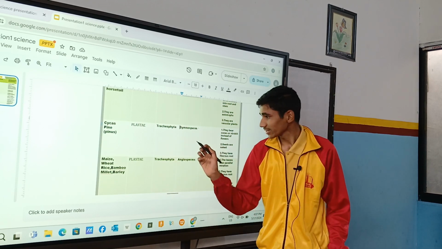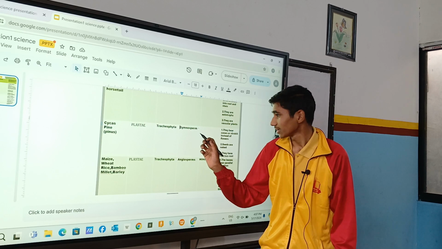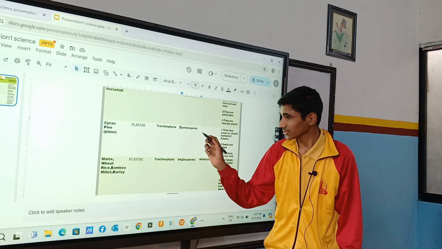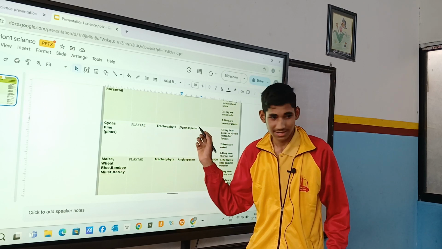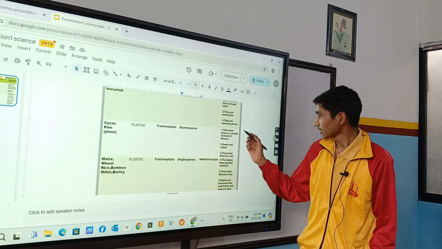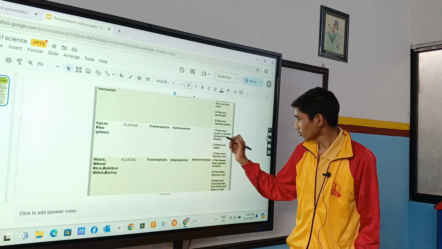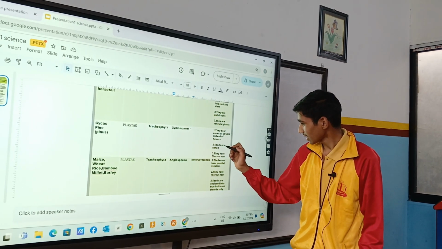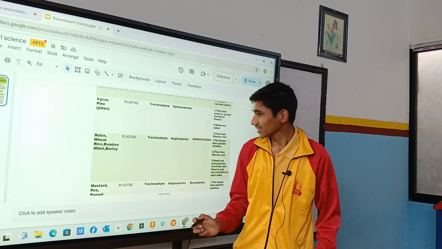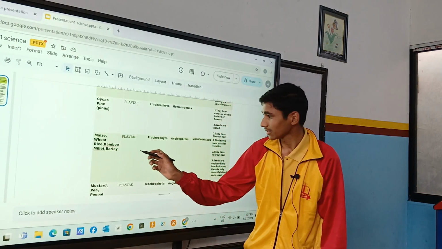gymnosperm. In Greek, gyno means naked and sperma means seed. So, naked seed. First, we can say that its seeds are naked and it is a non-flowering plant. It doesn't produce flowers. As you can see, it bears cones instead of flowers. Seeds are naked and they have a fibrous root system.